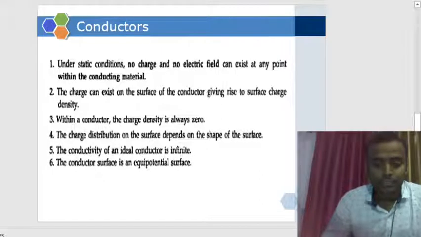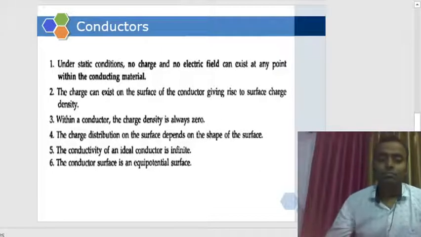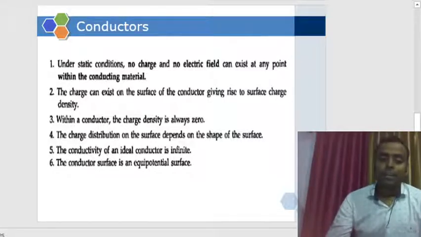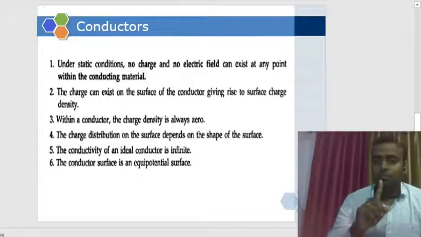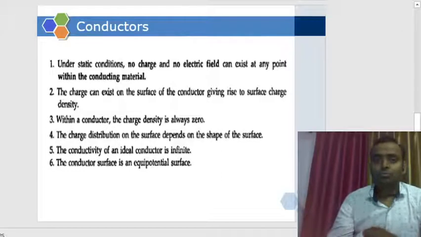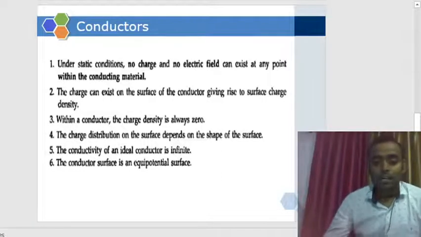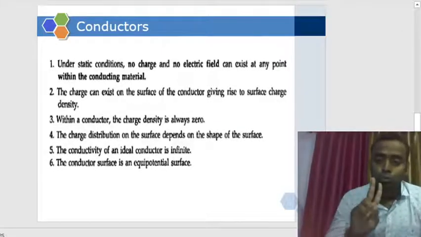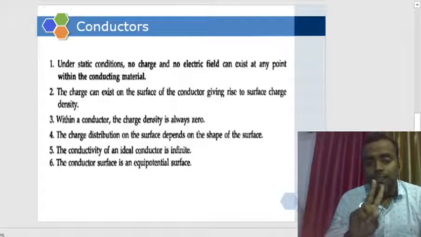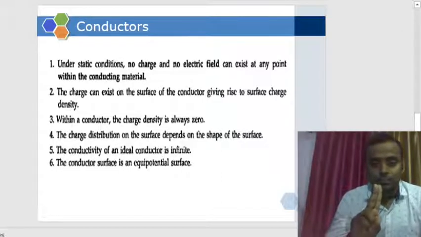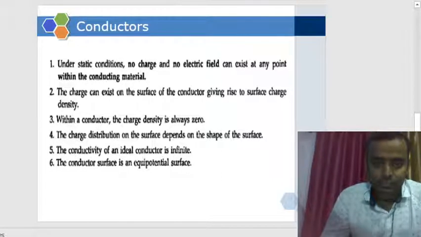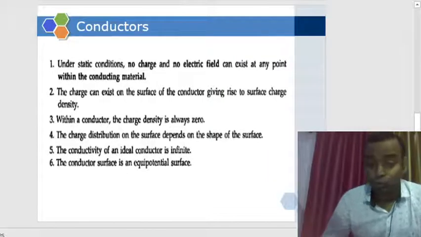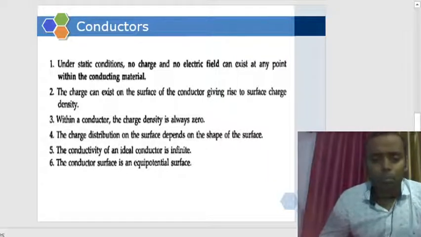Does anyone know? Best conductor. Okay, so this will be the question from you, and I'll ask the answer to this question in my doubt clearing session. Tell me the name of the best and second best conducting materials. So these are the properties of conductors.